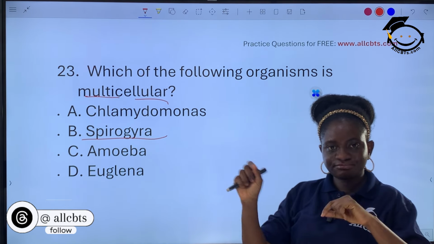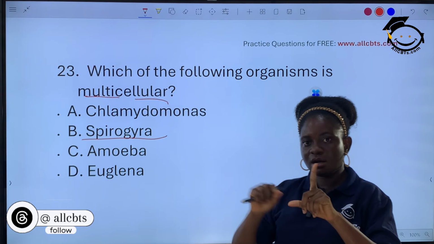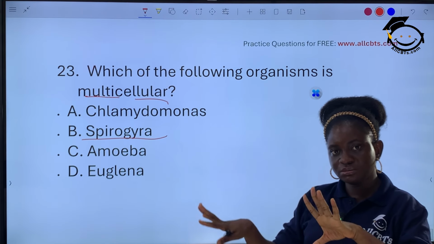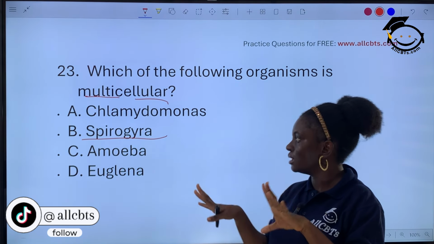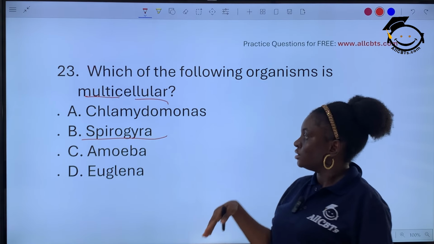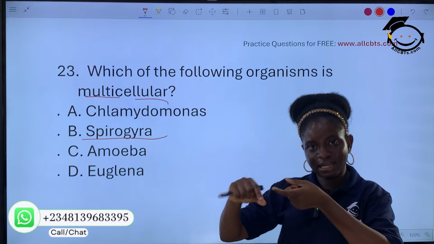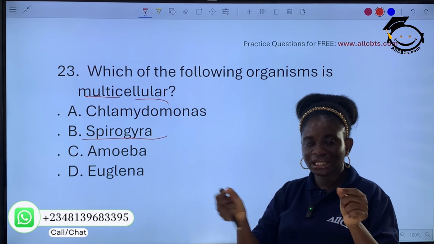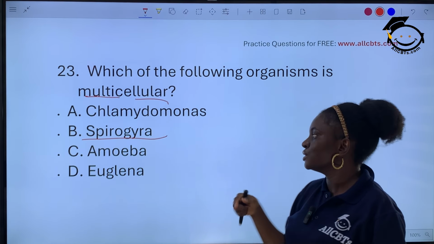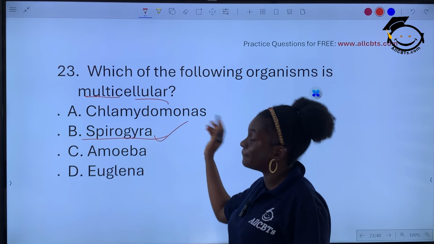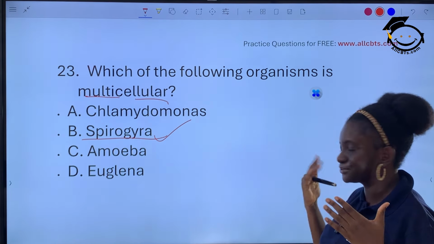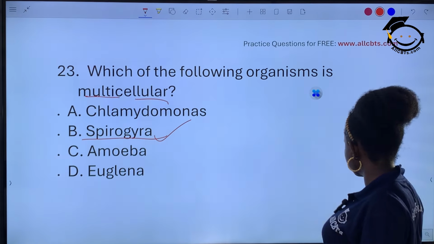Spirogyra is this greenish thing in dirty water. It grows in water. It's like a thread-like filament. It has many cells in it. So the correct answer here is Spirogyra. I'm just trying to let you relate to it.